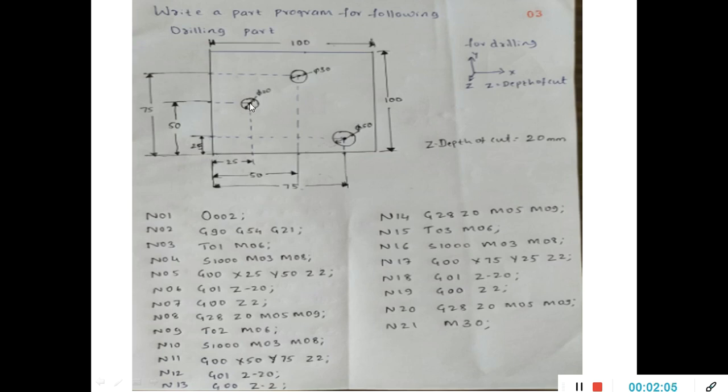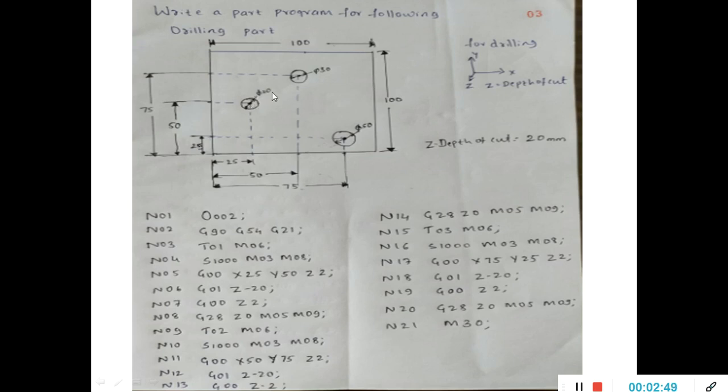Now the x and y values for this particular hole, see here, I have shown the dotted line: x is 25 and y is 50. Second hole of diameter 30, the x value is 50 and y value is 75. Similarly, the third hole, diameter 50 mm, the value of x is 75 and the value of y is 25.